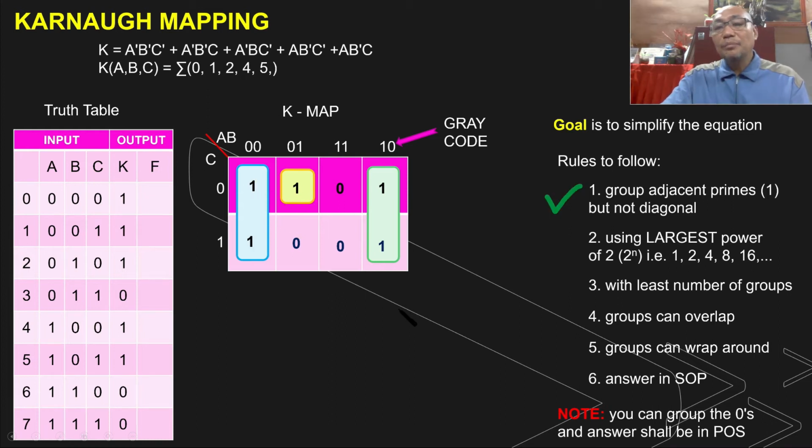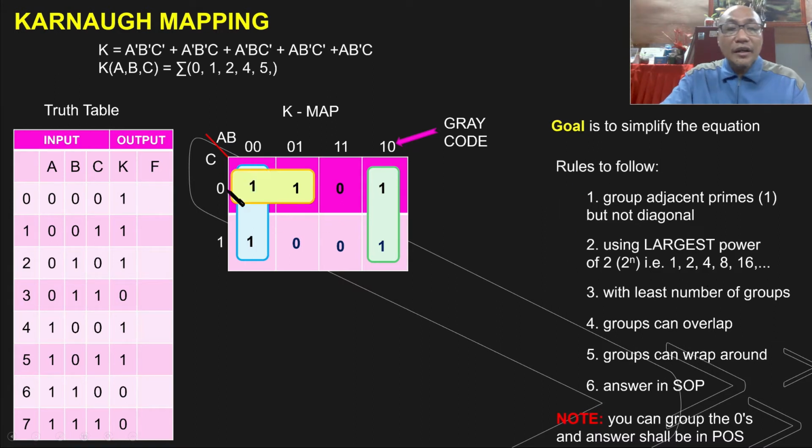We have tried to group adjacent primes, but did we use the largest power of 2 raised to n? This one is only 1. So can we group it here using rule number 4 so that we can increase 2 raised to n? We can use 2 instead of 1 only. If we group these two, is it already alright? So we have already done an overlap, but there is still a problem. We have not used the largest power as possible, and with that, maybe the number of groups that we have is not yet the least number of groups.